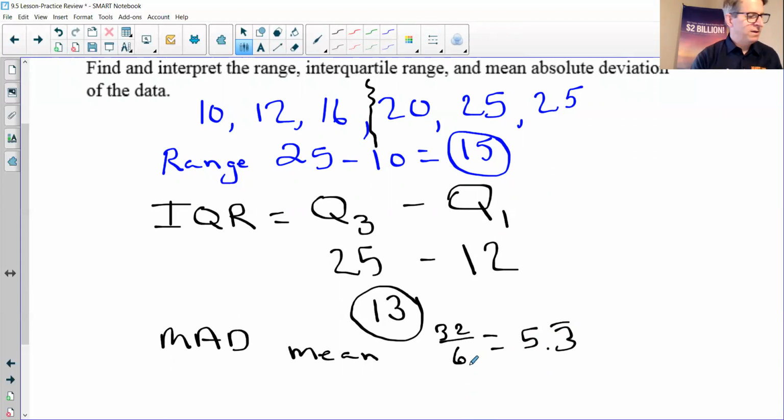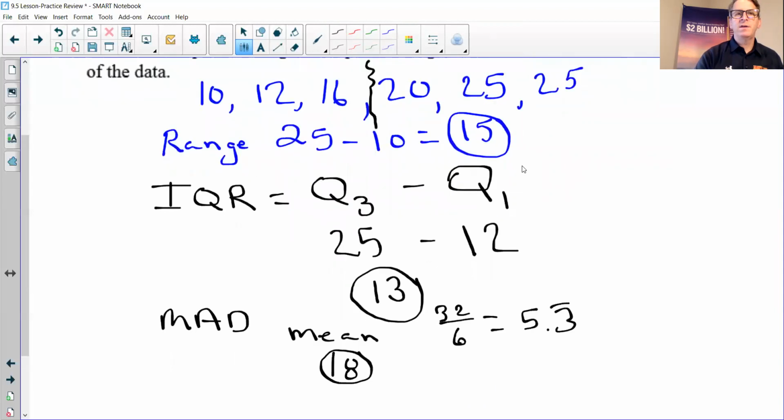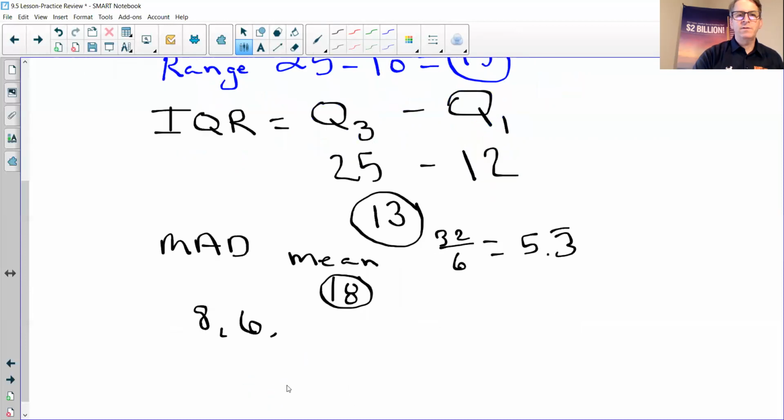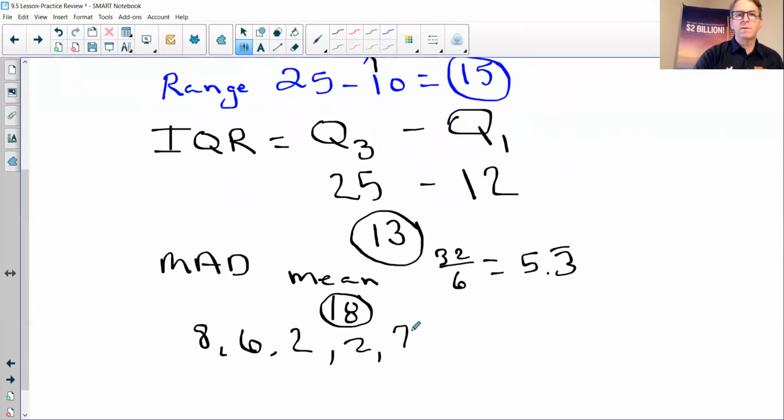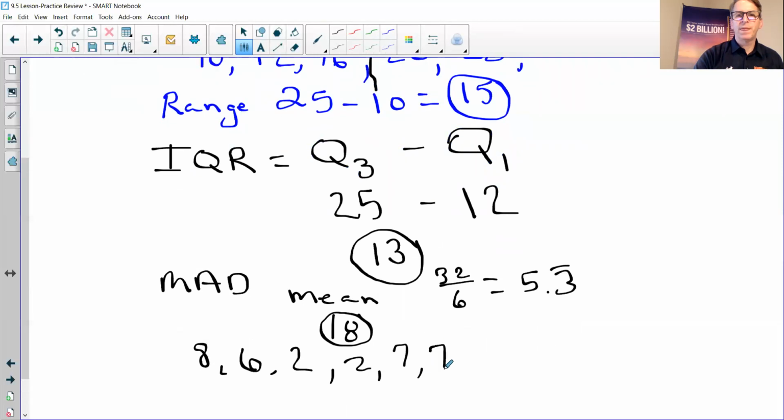Did I say the mean is 18? The mean was 18. If you add them all together, you get a mean of 18. And how do we get this MAD of 5.3? You take the 18 from 10, which is 8. Got a little ahead of myself there. 10 minus 18 is 8. Next would be 6, then a 2, 2, 2, 7, and another 7. So I add those all together, and then divide by 6, I get 5.33.